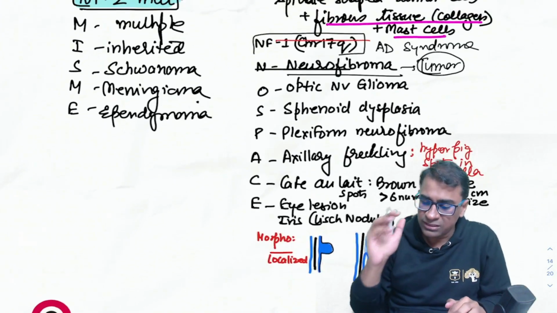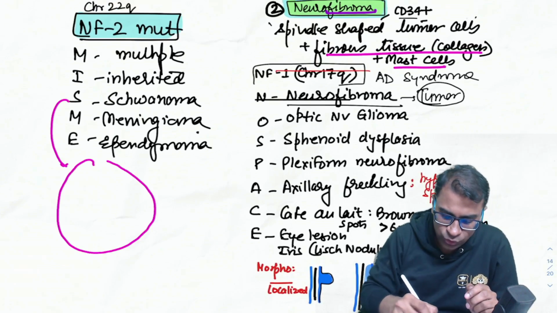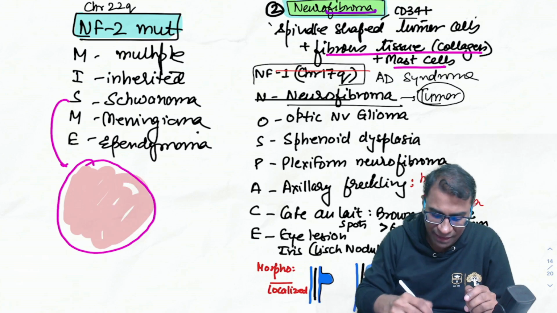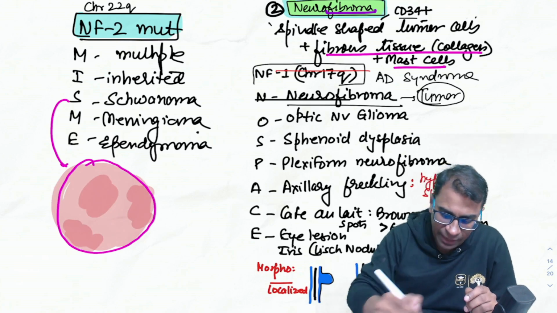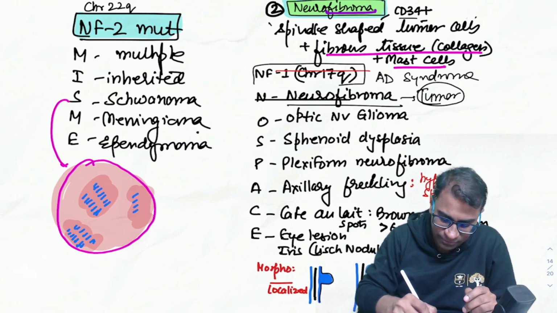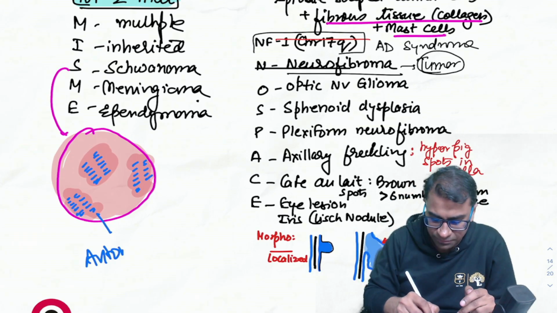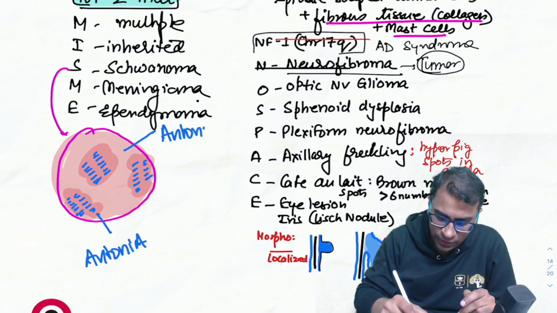Now, some things are very important here. Like in the schwannoma, the microscopy shows some area having a very huge number of cells, and in the area having a huge number of cells, the cells will be arranged like a palisade. The area having a huge number of cells is referred to as Antoni A. This less cellular area is called Antoni B.